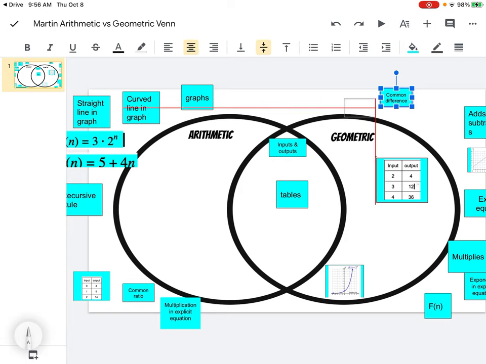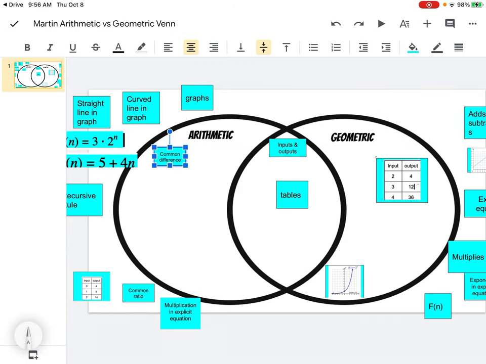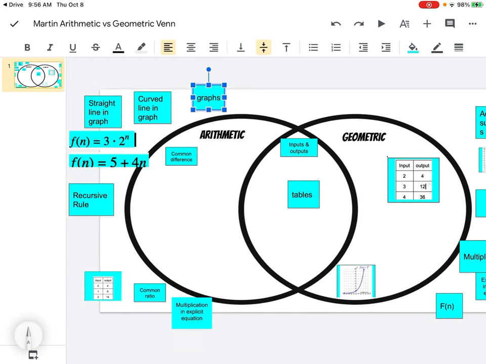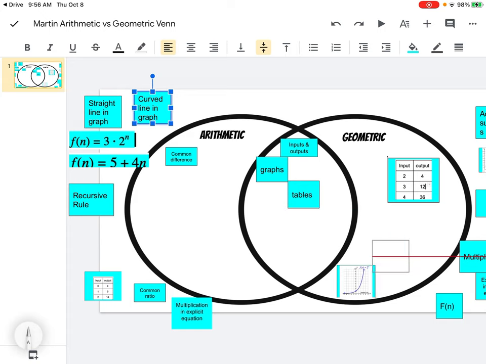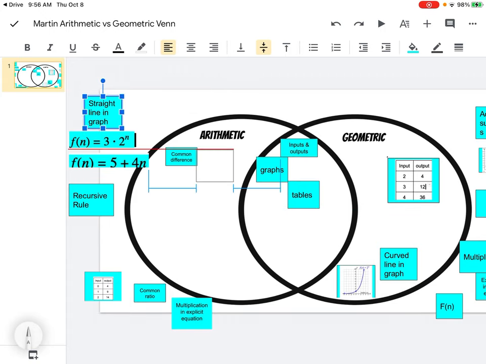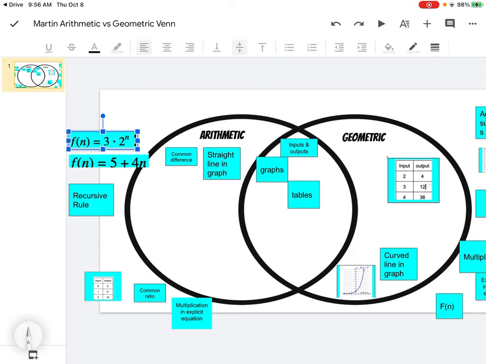Common difference, that goes with arithmetic. The difference between each term is the same difference. Graphs, they can both have graphs. Curved line in a graph, that's going to go with geometric. Straight line in a graph is going to go with arithmetic.